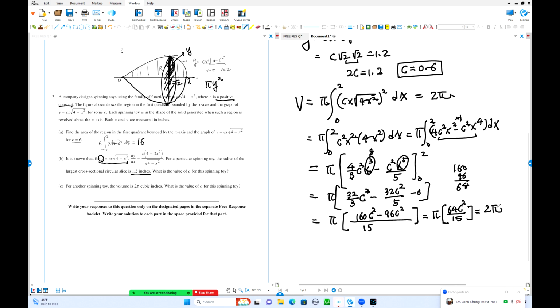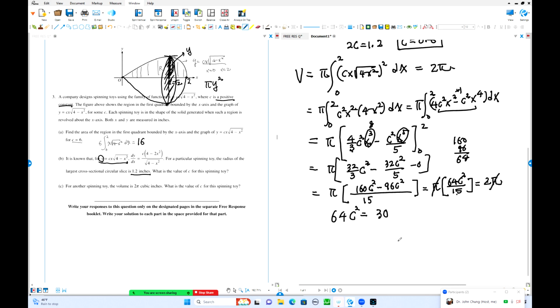Using this one, we can find the value of c. Pi is cancelled out. So times 15 on both sides. Now you got 64 c squared equals 15 times 2, which is 30. So c squared is how much? 30 over 64, right? Simplify this one, 15 over 32. So c equals what? A positive number. C cannot be negative. Positive square root of 15 over 32. You can leave it this way. You don't have to simplify. In calculus, that's fine.